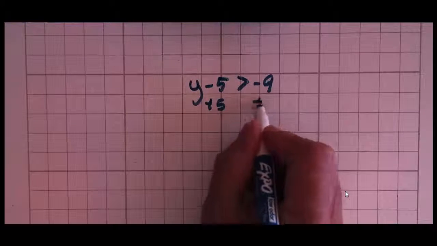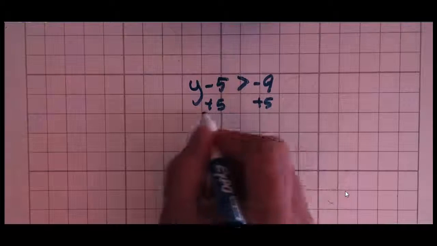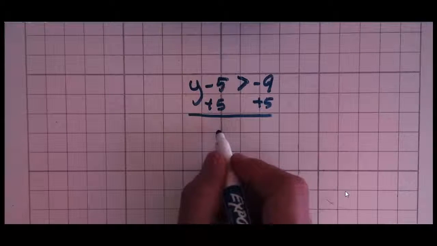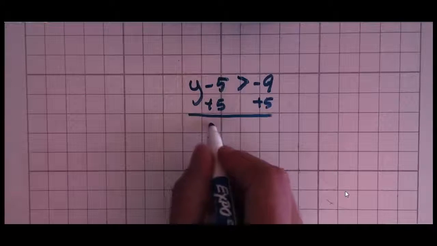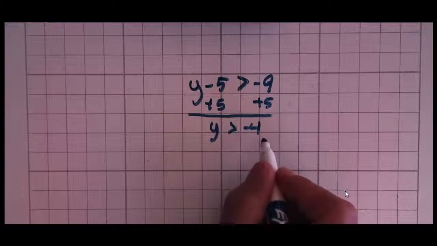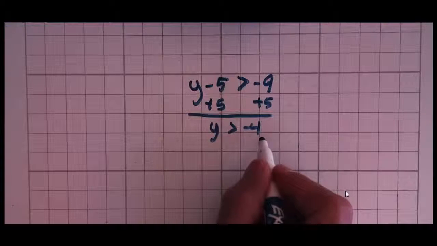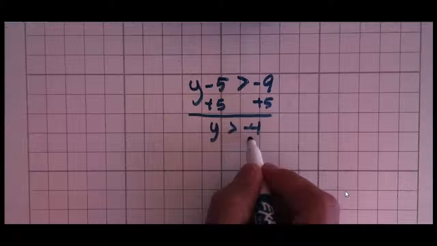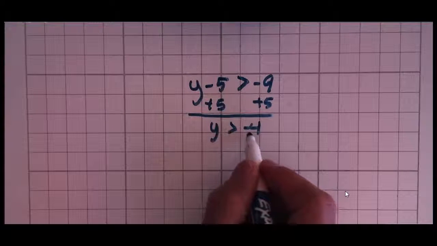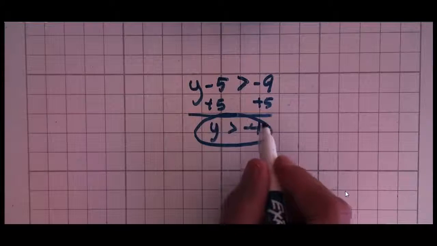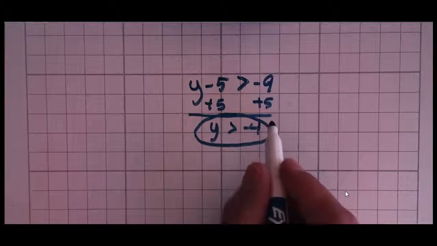Because when you solve linear inequalities, it's exactly like solving linear equations until you go to put that inequality back in. This becomes y > −4. Now I have to ask myself, did I multiply or divide by a negative number? I added 5 to both sides. My answer is a negative number, but I did not multiply or divide by a negative number. So my answer is y > −4.